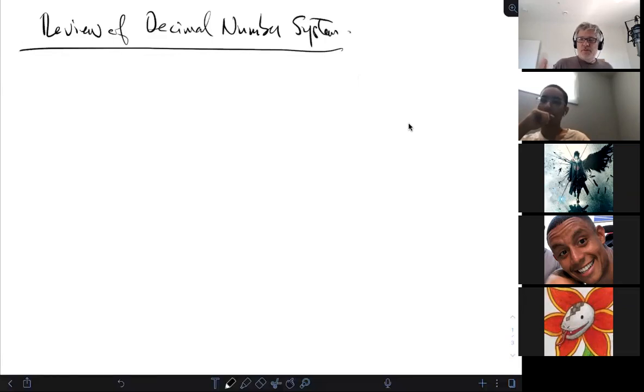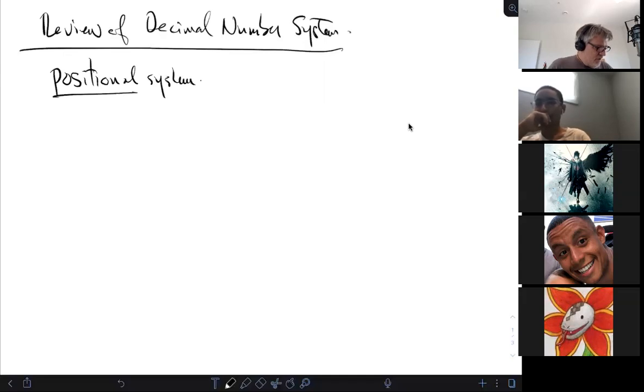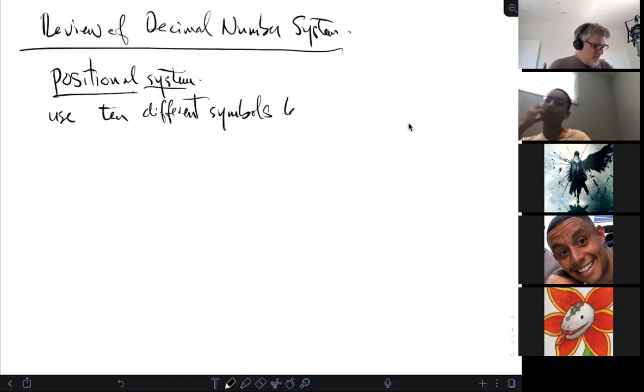So, the decimal number system, which is the one which is natural for us human beings. One of the reasons is probably because we have 10 fingers. But let's take a look at what this is. This is a positional system in the sense that the position of a symbol when we write down a number makes a difference where it lies, right? We know this. So we use 10 different symbols to write down numbers, which we call digits.